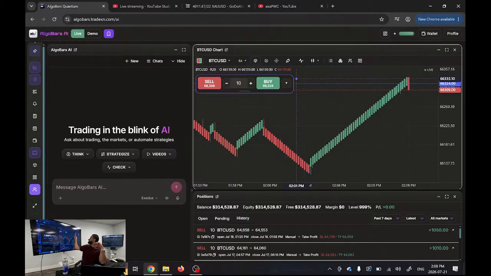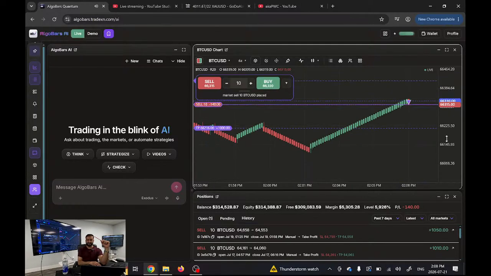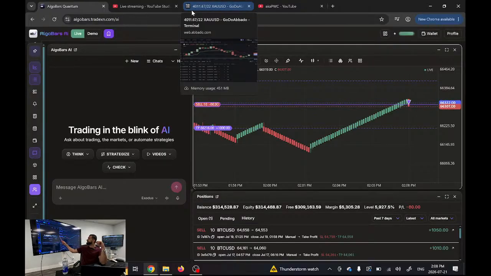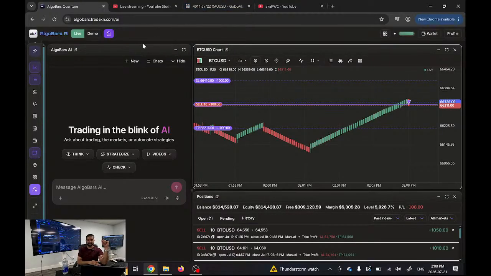So you guys can see right here, we're getting this reversal. So let's go ahead and enter our first trade of the day, which is going to be a sell trade. All right, so there's our sell trade open. And you can see my take profit is right here. My stop loss is right here, and now we entered right here.